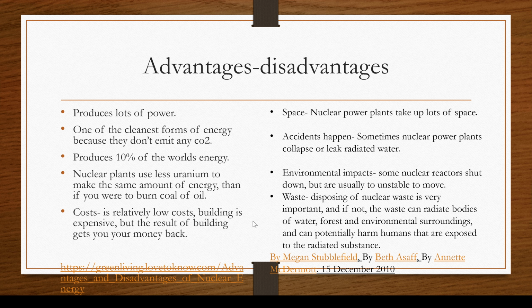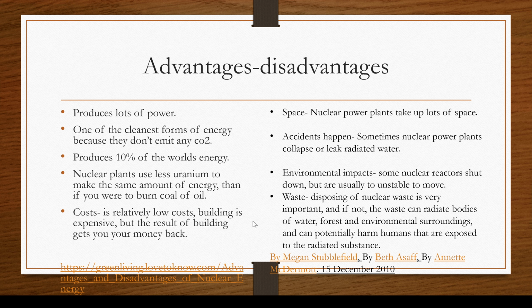Nuclear power plants use less uranium to make the same amount of energy than if you were to burn coal or oil. So less uranium making the same amount of energy, again less reliance on fossil fuels. Costs are relatively low. Building is expensive, but the result of building gets your money back. So there was a study in Ukraine when they built their first 3 nuclear power plants, way back actually, when the first nuclear reactor was built, and they got their money back within 10 years, plus some more.